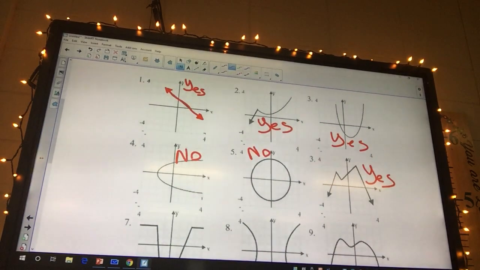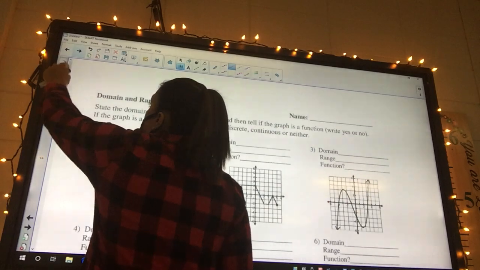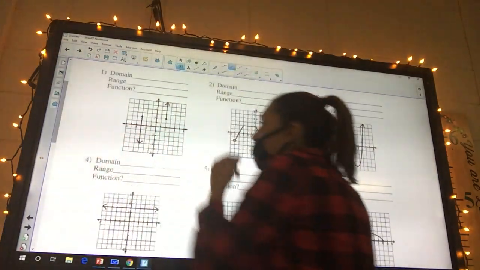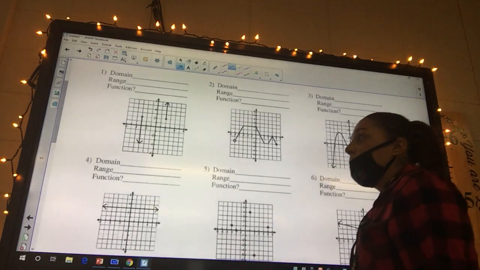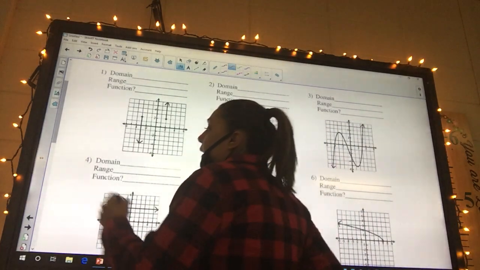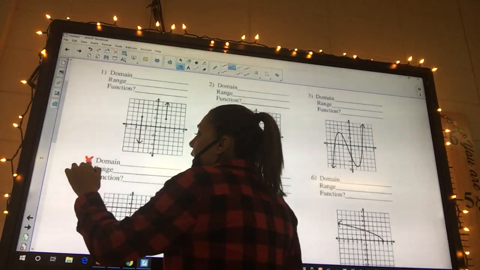Okay, and then the last page, I worked with some of you guys yesterday, the last 2 pages. Hopefully it makes a little bit more sense today. We talked about the domain and range yesterday. The domain is our x's or y's? It's the x's, and the range is the y's.